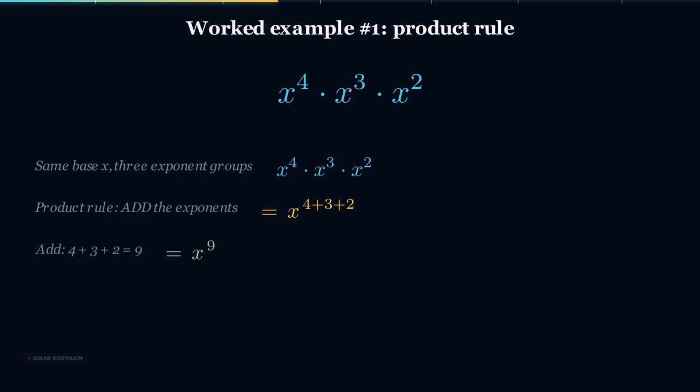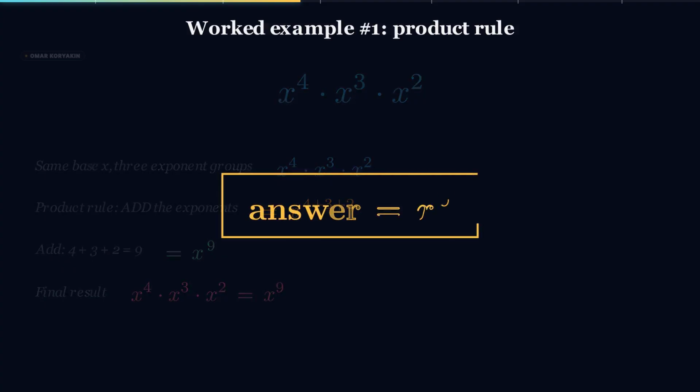Step 3. Carry out the addition inside the exponent. 4 plus 3 is 7. 7 plus 2 is 9, so the new exponent is just 9, and the expression simplifies to x to the ninth power. Step 4. Display the full simplification on one line. x to the fourth times x cubed times x squared equals x to the ninth. The original expression and the final result, joined by a single equal sign, makes it easy to see at a glance what the rule did to the expression. So the answer is x to the ninth power.